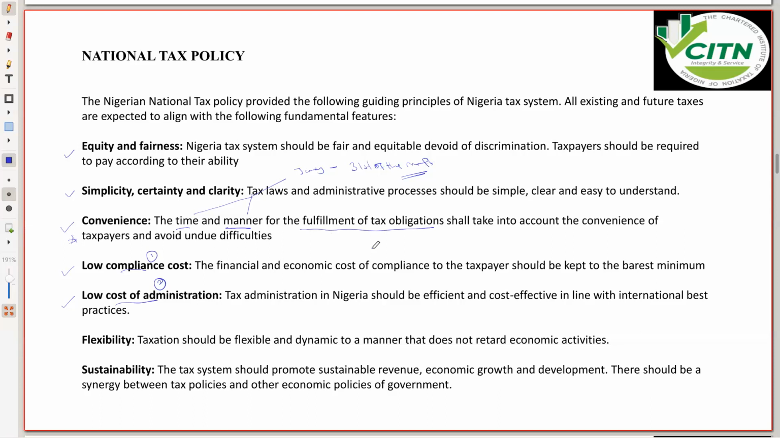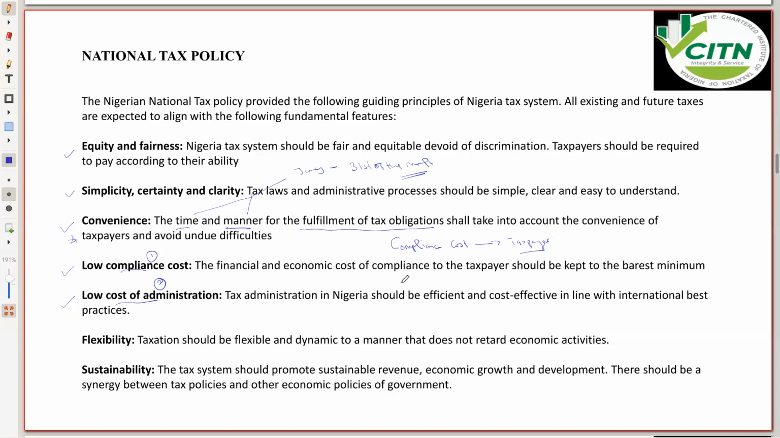That's spot on. So let me just recap what you just said. When we say compliance cost, we're referring to the taxpayer. How much would the taxpayer have to spend to be able to pay their tax? What expense do they need to incur to be able to file and pay their tax? So that's the taxpayer.